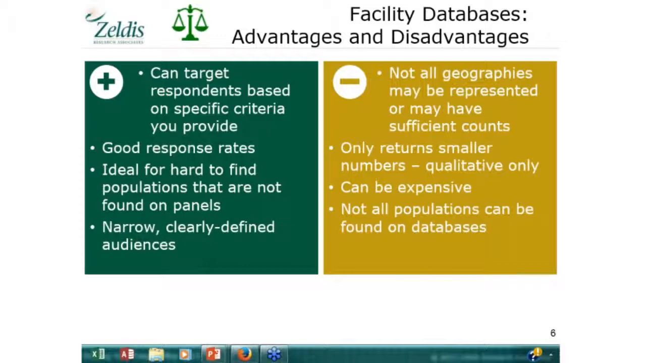So some of the disadvantages of working with a facility database: you're working with smaller numbers, more qualitative options here. In some cases, you may not be able to get all geographies, or if you can get certain geographies, you might not have sufficient counts in that particular geography. Although databases have a wide variety of populations, not every population can be found on a database, and they obviously can be an expensive way to source your research.